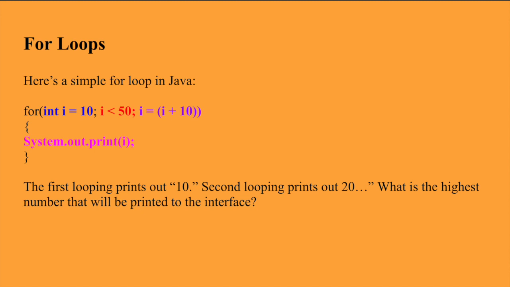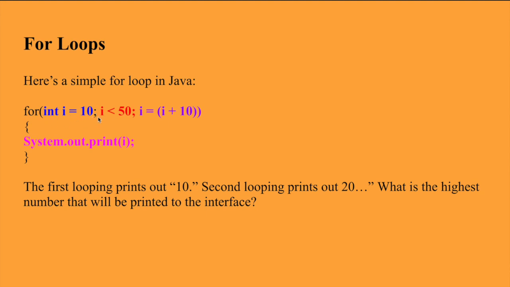for (int i = 10; i < 50; i = i + 10) System.out.print(i). So first, the code in blue is called the initializer, and it's run first. The integer variable i is declared and set to 10. Oh wait, we put semicolons after the first two, not the last one. We'll get to that later. Okay, so we put a semicolon after int i = 10.